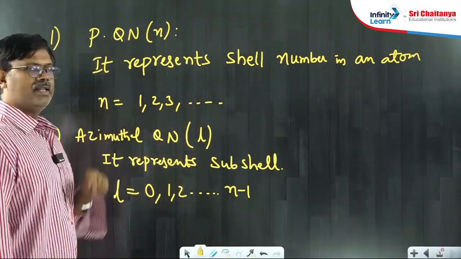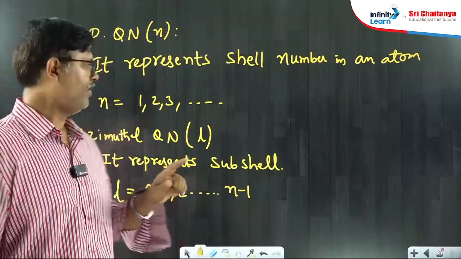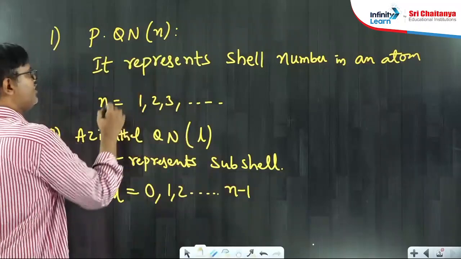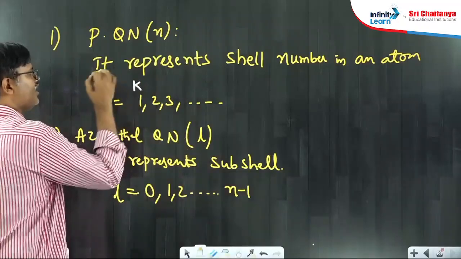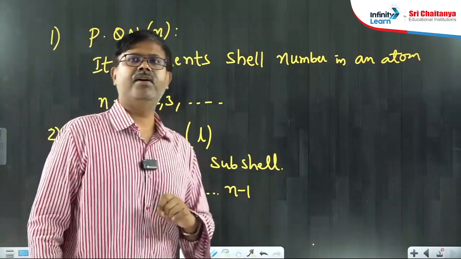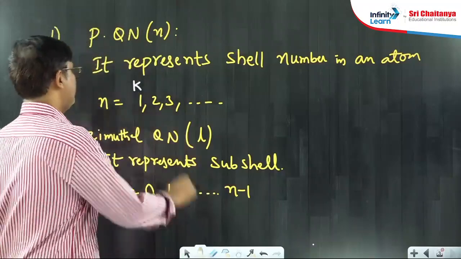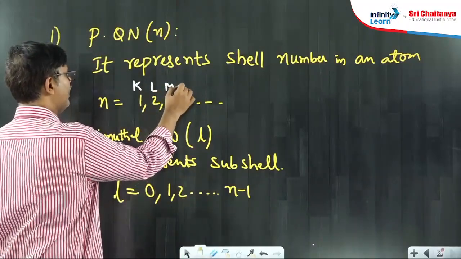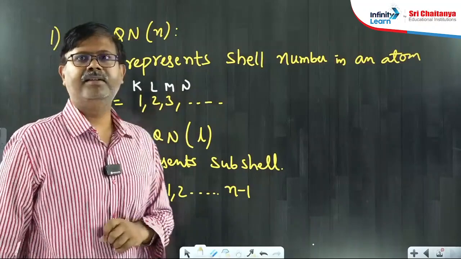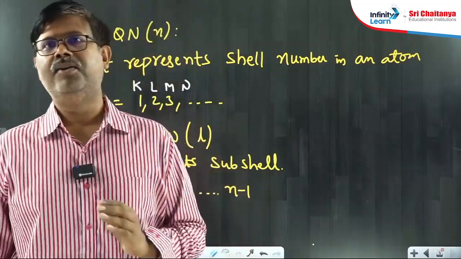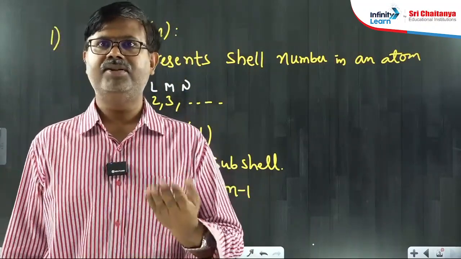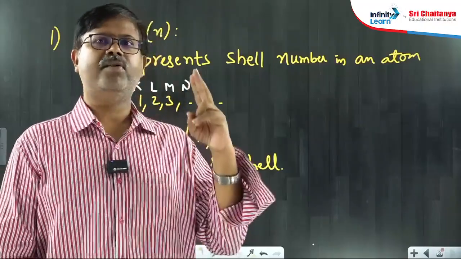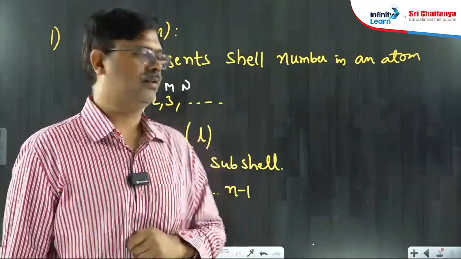Next, one more thing. Principal quantum number n equal to 1 is called the K shell, alphabetically. n equal to 2 is called L, then M, N, like that. These are the alphabetical notations of the shells. K shell means principal quantum number 1, and N means principal quantum number 4.